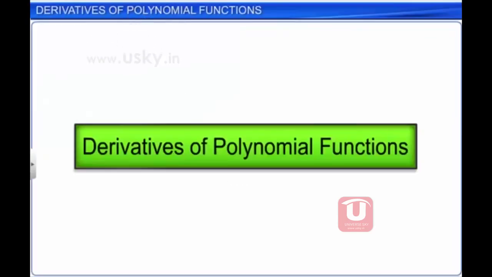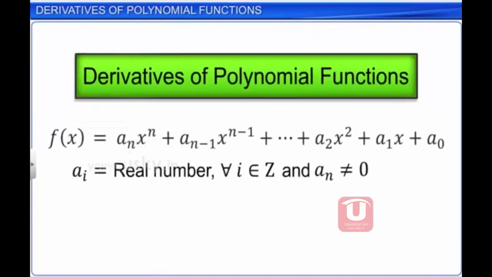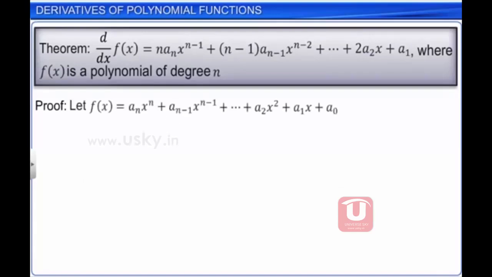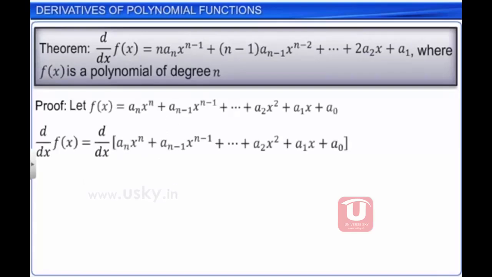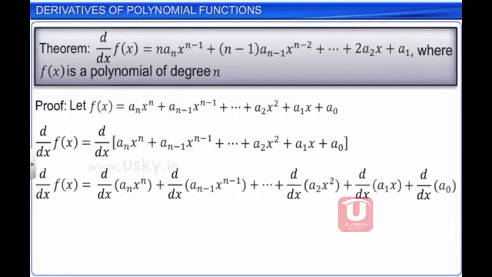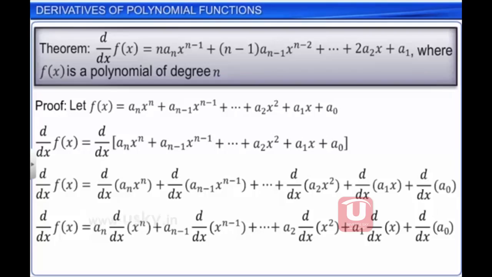Now, we will see a theorem on the derivatives of polynomial functions. A polynomial function of degree n is defined as shown. Here all the coefficients are real numbers. The derivative of this polynomial is as shown. The proof of this theorem is based on the theorem we just saw. First, we express the derivative as shown. This is because of the theorem on derivatives. Now, we will evaluate the derivative of each term.